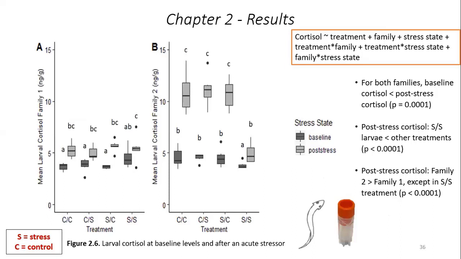So here are the cortisol results for the larval stage. And the fully parameterized model was the AIC selected model. So I divided these results between the two families, with family 1 in panel A and family 2 in panel B. So you can see that for both families in all of the treatments, there's a significant increase between baseline and post-stress cortisol. So that's the cortisol spike that's indicating that the HPI axis is functional for all of those fish. But you'll notice that it looks different in this treatment, in the SS treatment. So these individuals had a much lower cortisol spike in response to the stressor, and that is a significant difference compared to all the other treatments. However, that only happened in 1 out of the 2 families.